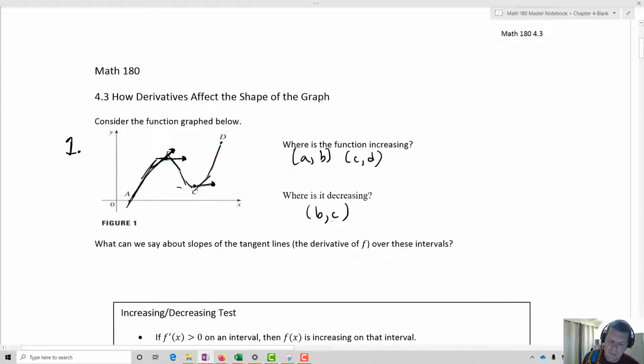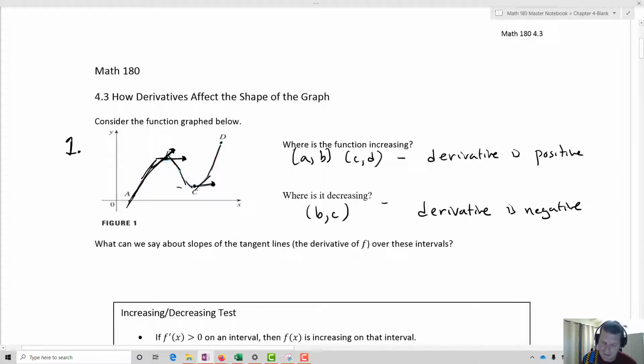And what we see is that the slope of the tangent line, or the derivative, is positive when we have an increasing function, and the derivative is negative when the function is decreasing. And so basically that's the answer to this: what can we say about the slopes of the tangent lines over these intervals?